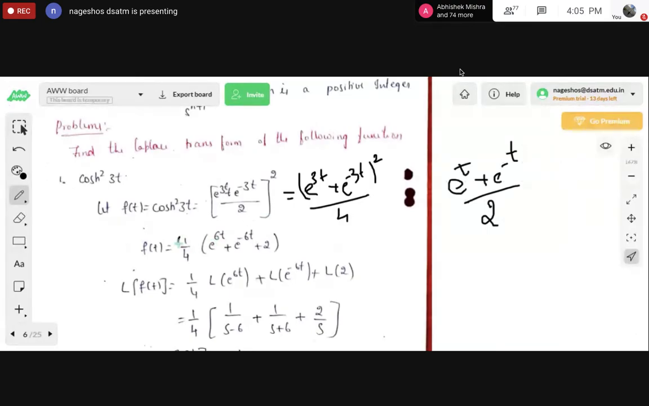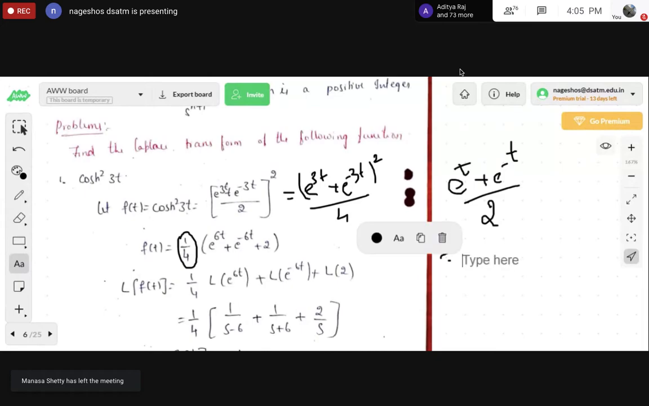That 1 by 4 I will write here. Then use the a plus b whole square formula: e power 3t whole square plus e power minus 3t whole square plus 2 e power 3t into e power minus 3t. Correct? E power 3t into e power minus 3t will give 1.